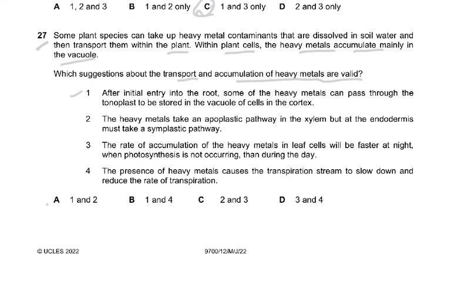That makes sense, yes. The heavy metals take an apoplast pathway in the xylem, but at the endodermis they take a symplast pathway. Yes, that seems correct as well. The rate of accumulation of heavy metals in leaf cells will be faster at night when photosynthesis is not occurring than during the day. Why? Now, does it make sense? Why would that happen? The presence of heavy metals may cause the transpiration stream to slow down. So that is why the answer is A, which is 1 and 2.